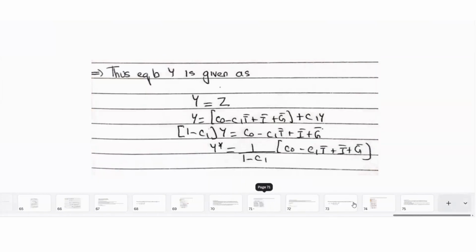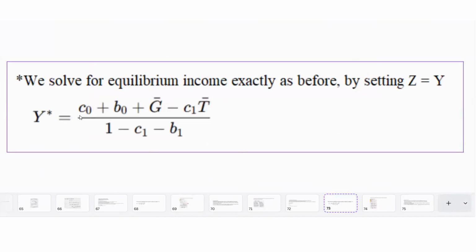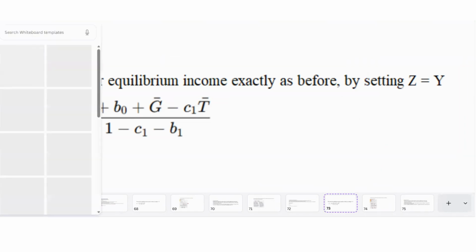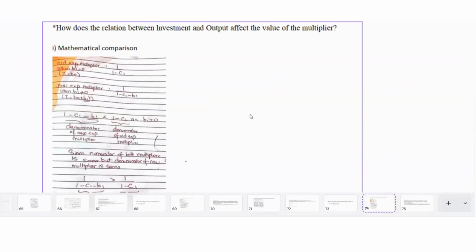So the process of finding equilibrium is exactly the same, regardless of which version of the goods market model you're looking at. The only difference will be the assumptions you make regarding the different components of demand. So using the exact same procedure, we can solve for equilibrium income. Now let's see how the relation between investment and output affects the value of our multiplier. Let's first do a mathematical comparison.